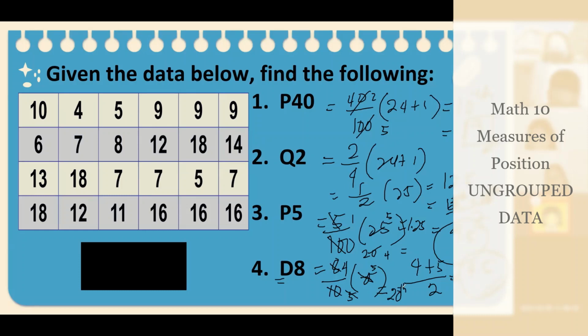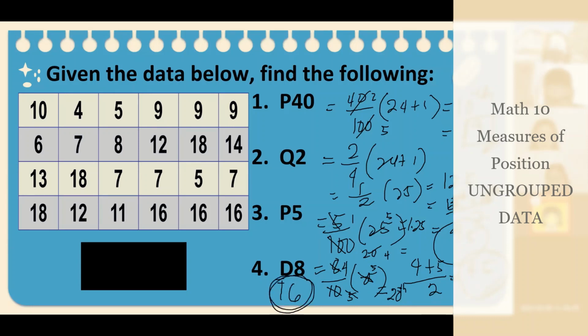Again, do not be confused. Baka yung iba kasi, once nakuha na yung sagot, yun na yung sagot nila. It's the position, the 20th. So, ang pang 20th na score ay 16. Tama? Kaya, in number 4, decile 8 is 16.